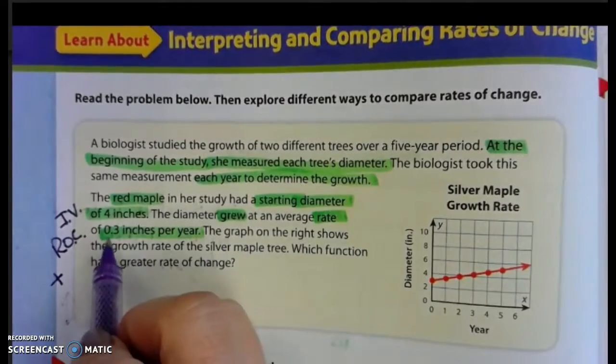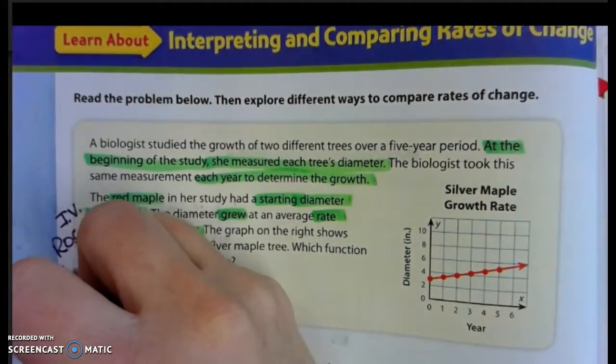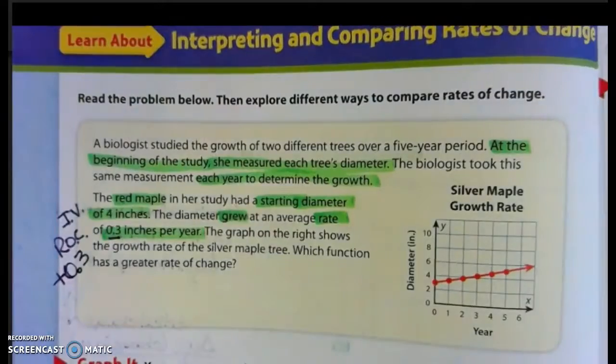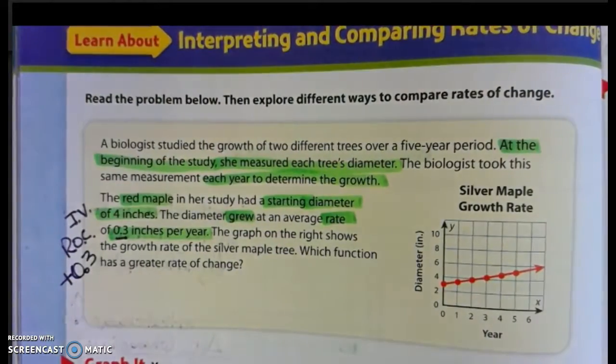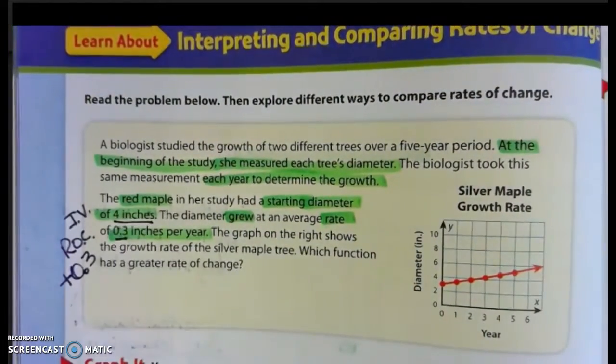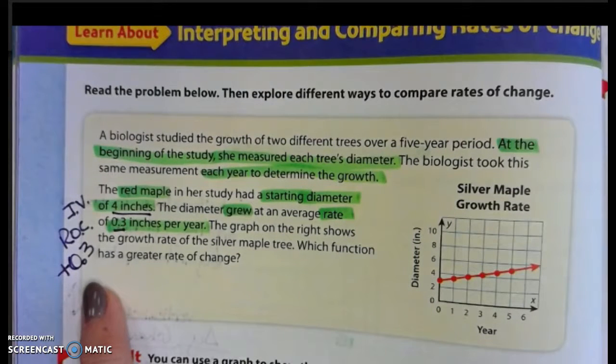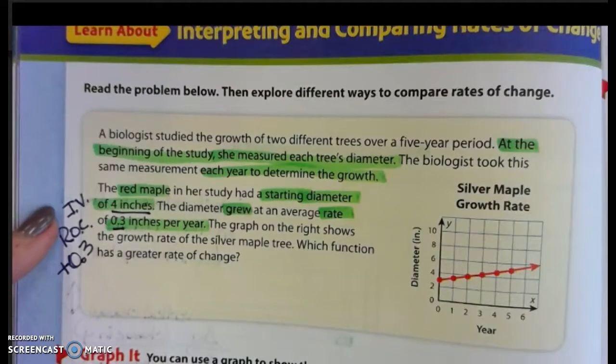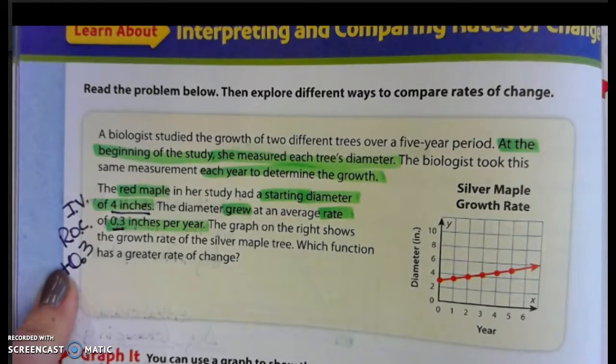And they gave you the rate of 0.3. So our initial value, 4 inches, our rate of change, plus 0.3 inches. That is called a verbal description. They're going to tell you something. You are looking for two things, the initial value and the rate of change.